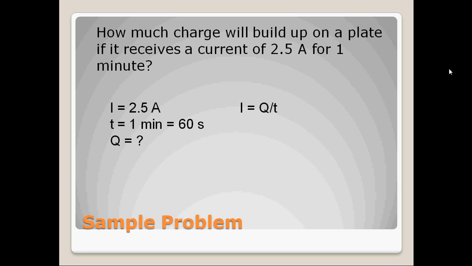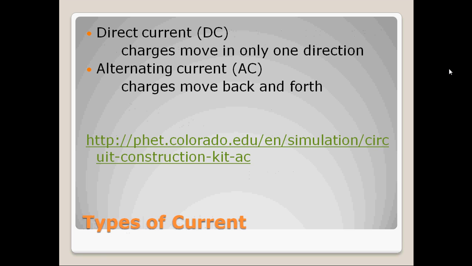Now current is equal to charge divided by time. If we're solving for charge, all we have to do is multiply both sides of the equation by time. And then we just plug everything in. Plug in our current, plug in our time, and we determine that a total of 150 coulombs of charge has built up on this plate over the course of 1 minute.